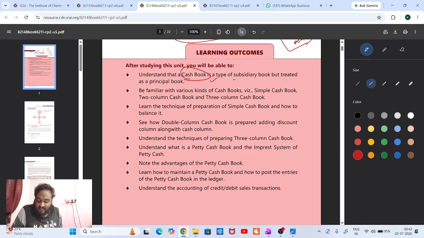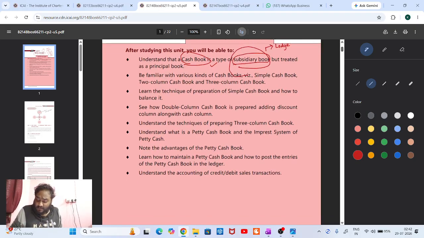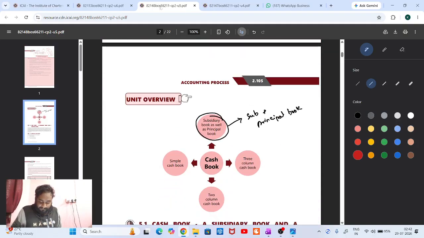It is a subsidiary book. What do you mean subsidiary? We classified it as ledger. Then why did they say subsidiary? This is the twist here. Cash book is both a subsidiary book and a primary book.